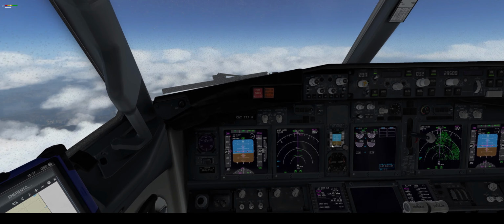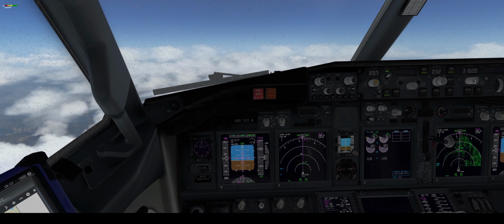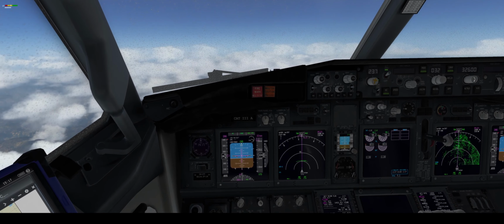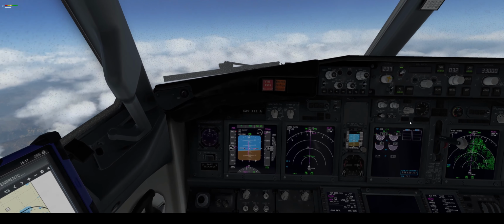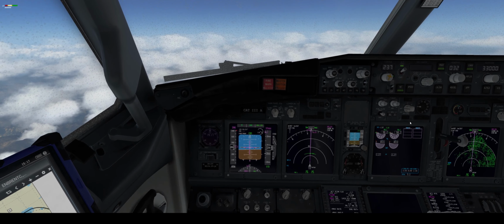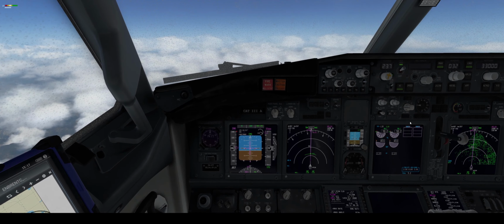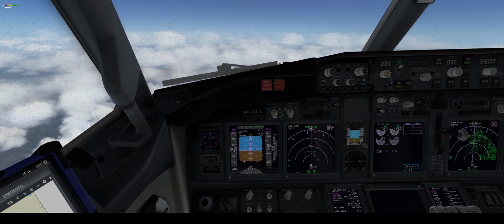Anyway, we are currently flying to Tromsø airport, and what is important, we are going to talk about turbulence, okay? How we deal on Boeing 737 with turbulence. So first of all, we need to know what the turbulence exactly is, okay?